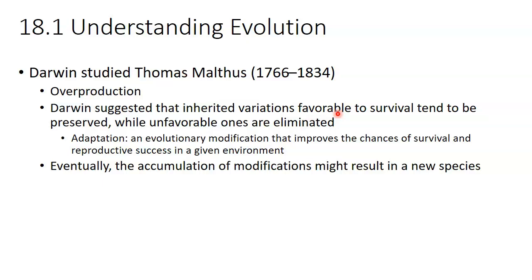Okay? So when we talk about favorable traits, those are called adaptations. Those are genetic. They are evolutionary modifications that are going to improve or enhance the likelihood of survival of an organism in a particular environment, and therefore increase that organism's reproductive success.